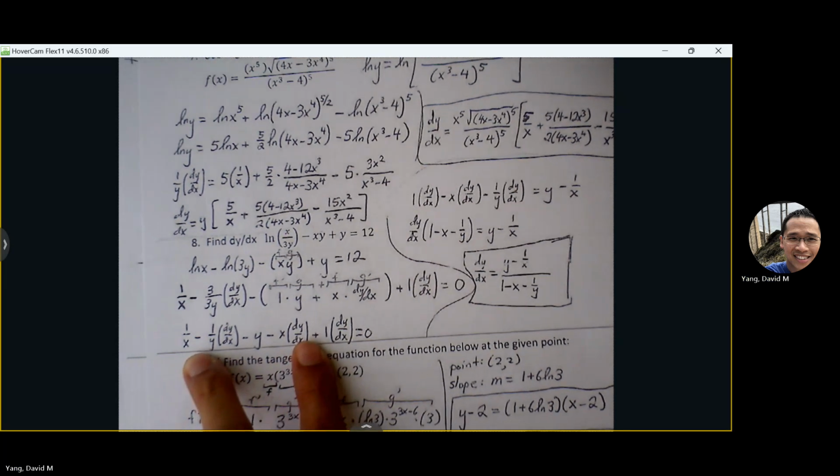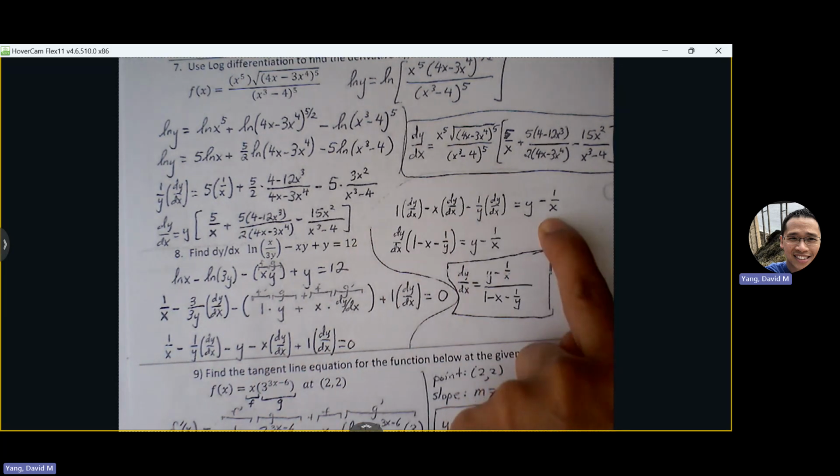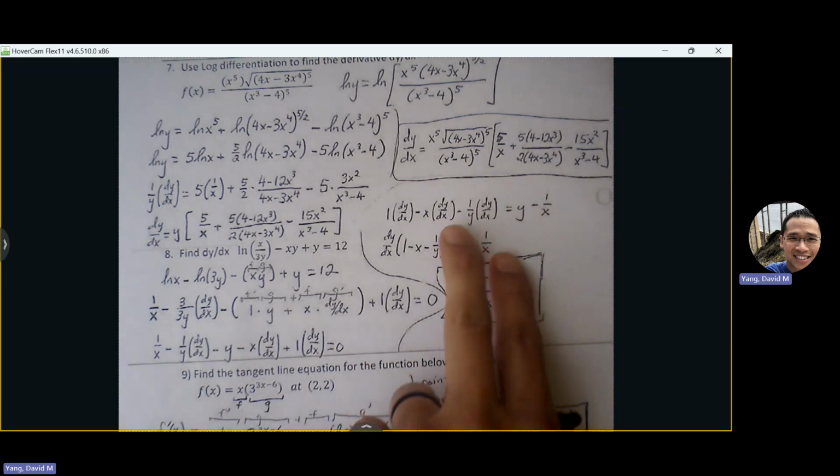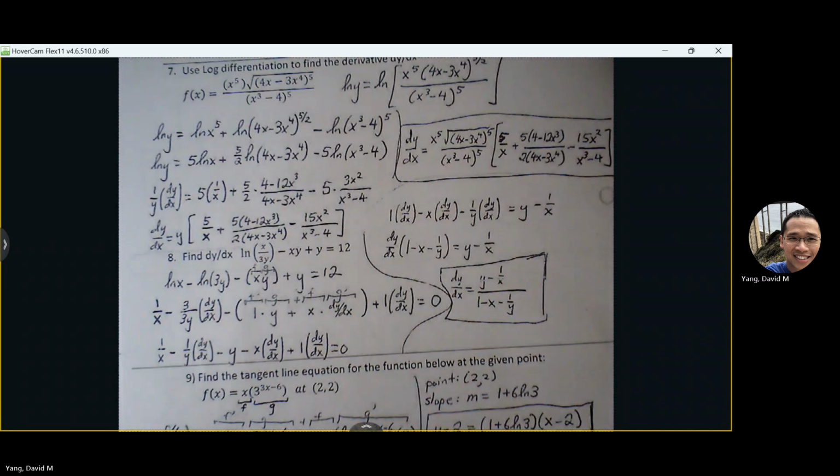Okay. Add and subtract so that your dy/dx terms can be on the same side, your non-dy/dx terms on the other side. Factor out your dy/dx and then divide over.